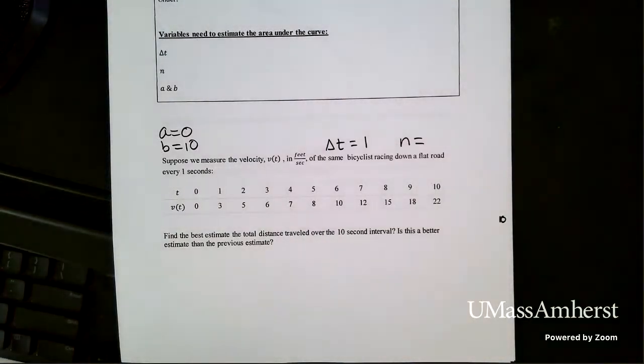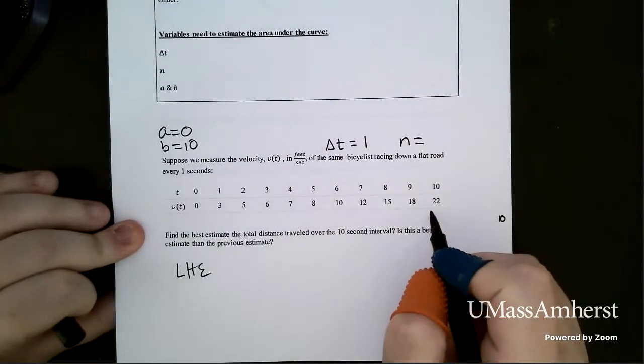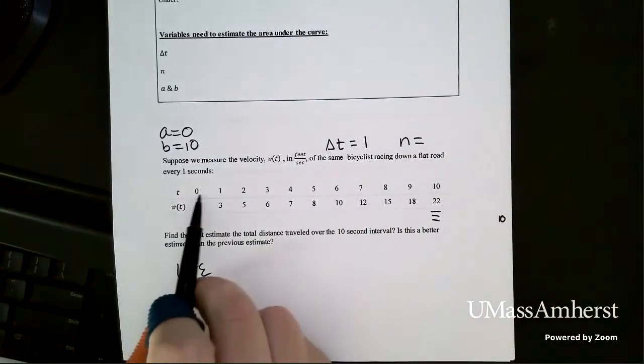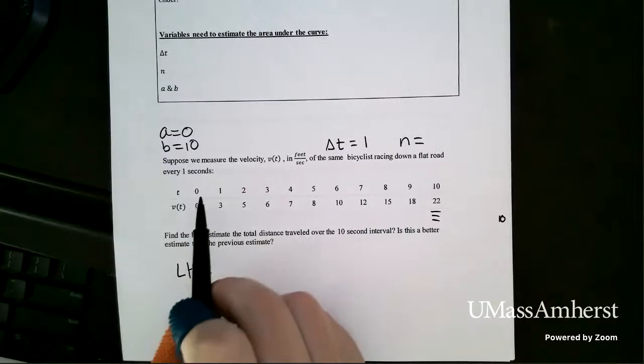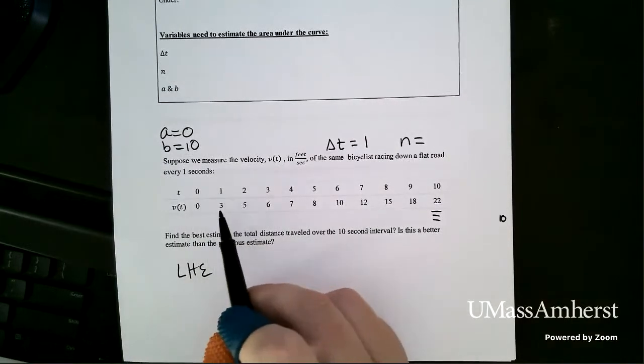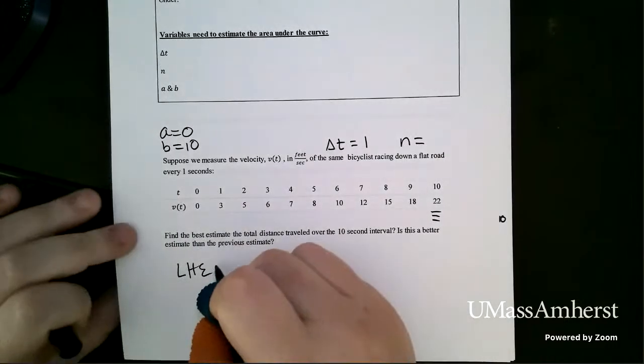All right. So as we do the left-hand estimate, we remember that we're not going to use the rightmost rate. So each number is going to be multiplied by 1, right? Because these are 1 second intervals. So 1 times 0 plus 1 times 3 plus 1 times 5. But we know that 1 times anything is just itself.